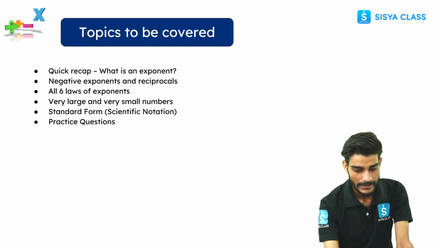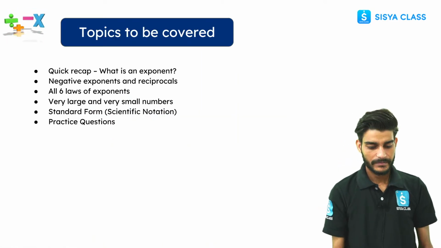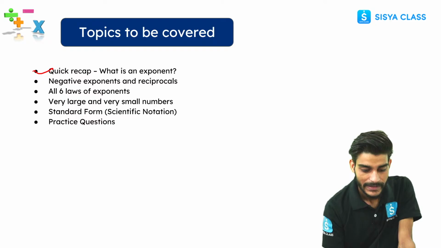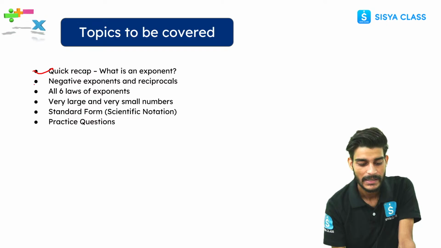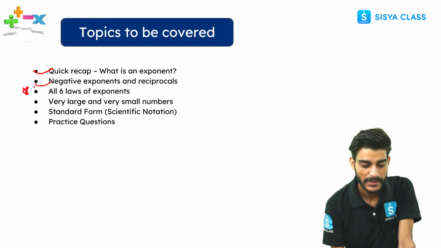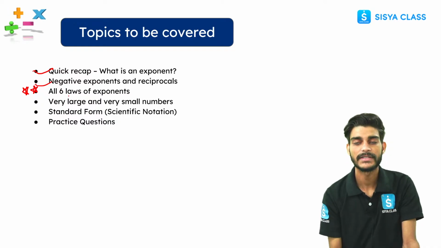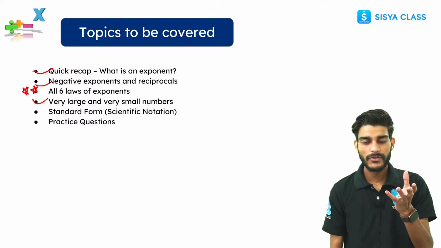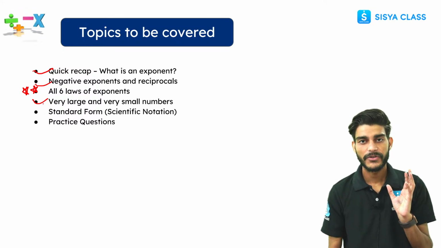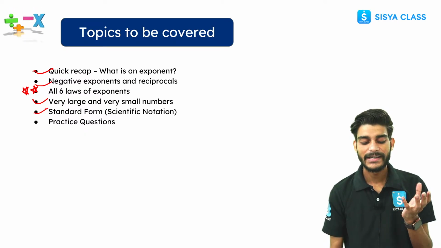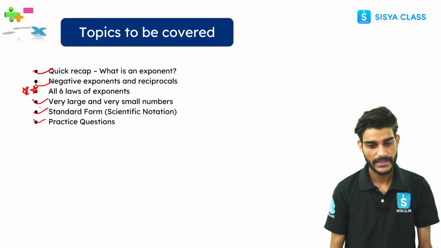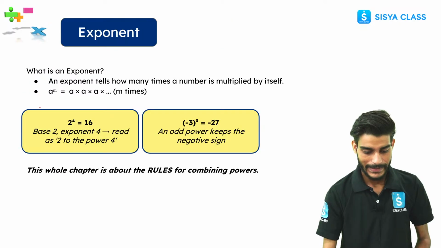Now what are the topics that we will cover today? This is important. The first one is what is an exponent. Second, we will see negative exponents and reciprocals. All 6 laws of exponents, this is one of the important ones because this is the overview of this chapter. Then very large and very small numbers. Don't worry if you don't know the index, I will try to keep it very simple for you. Standard form or scientific notation, everyone knows, and at the end I'll give you some practice questions or homework questions as well. Okay, so let's start.